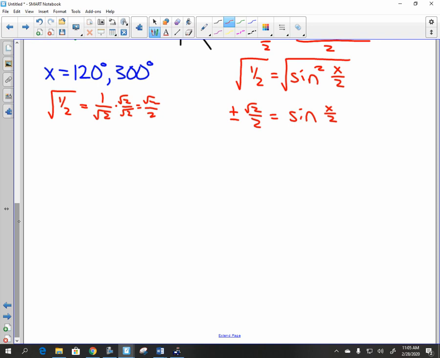All right. So I'm not going to deal with the x over 2. I first need to get rid of the plus or minus. In which quadrants is sine positive and negative? All of them. You obviously know where sine is equal to the root of 2 over 2. 45 degrees.